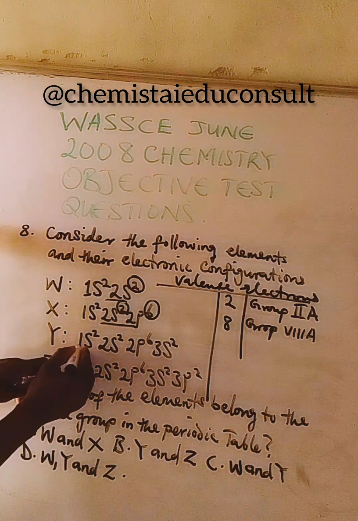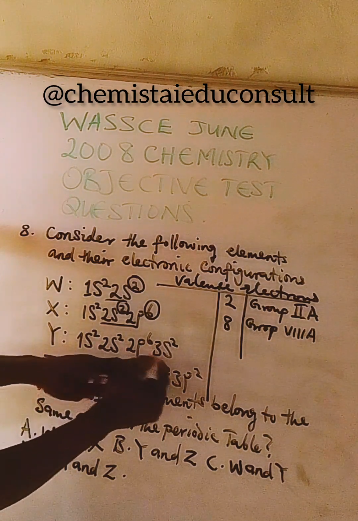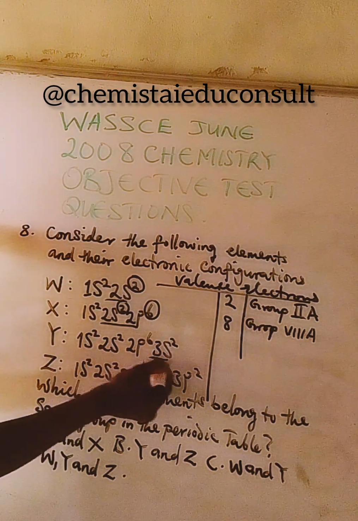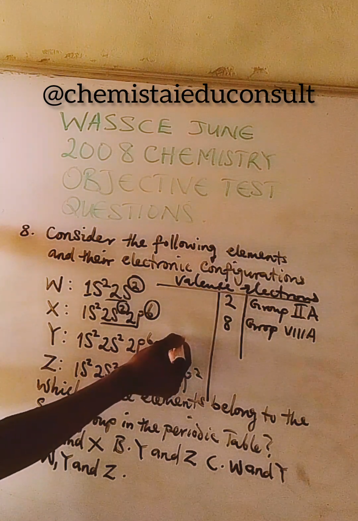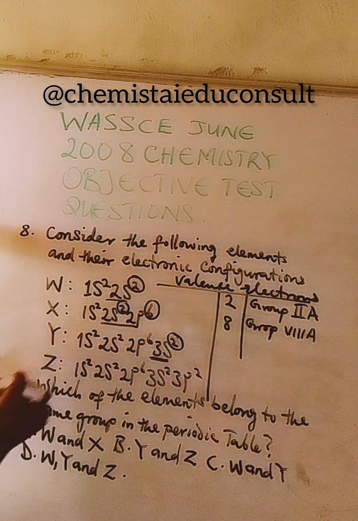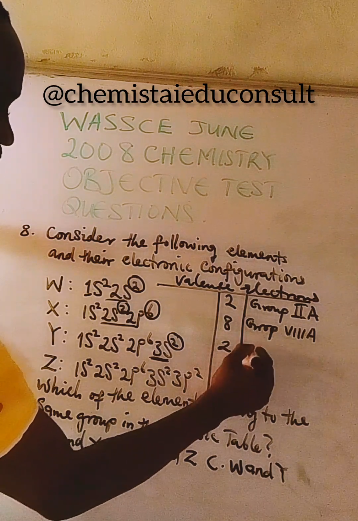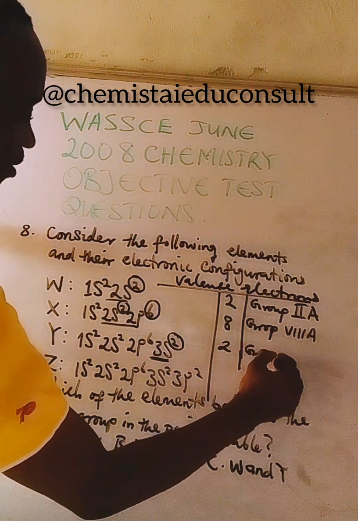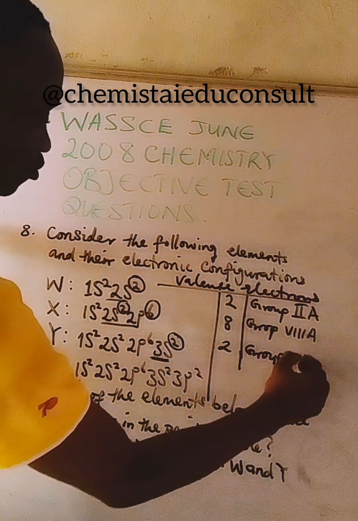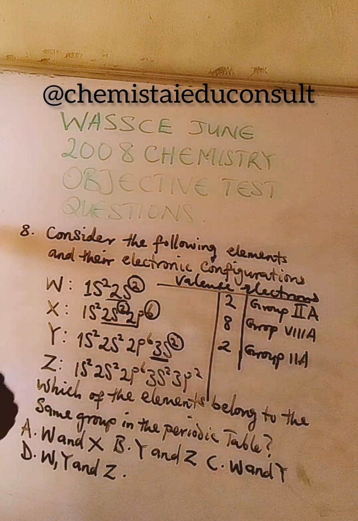Now, Y has first shell, second shell, third shell. The last shell is shell 3. The electron on the S orbital of this shell 3 is 2. So this one belongs to group 2A. You see? Similar group.